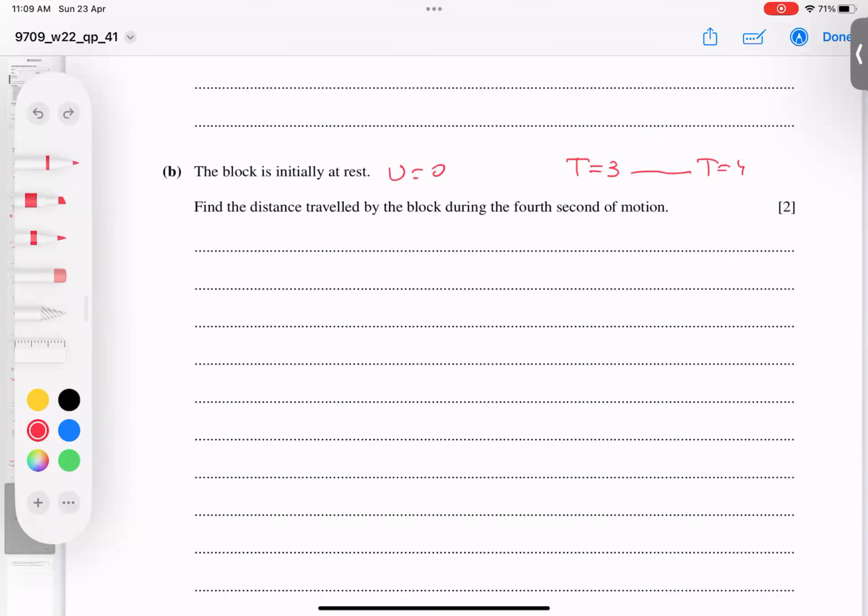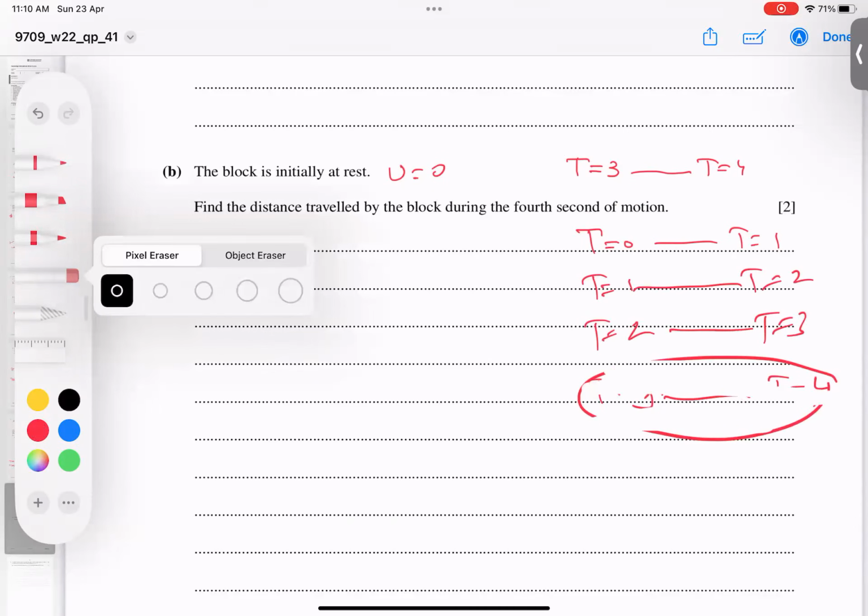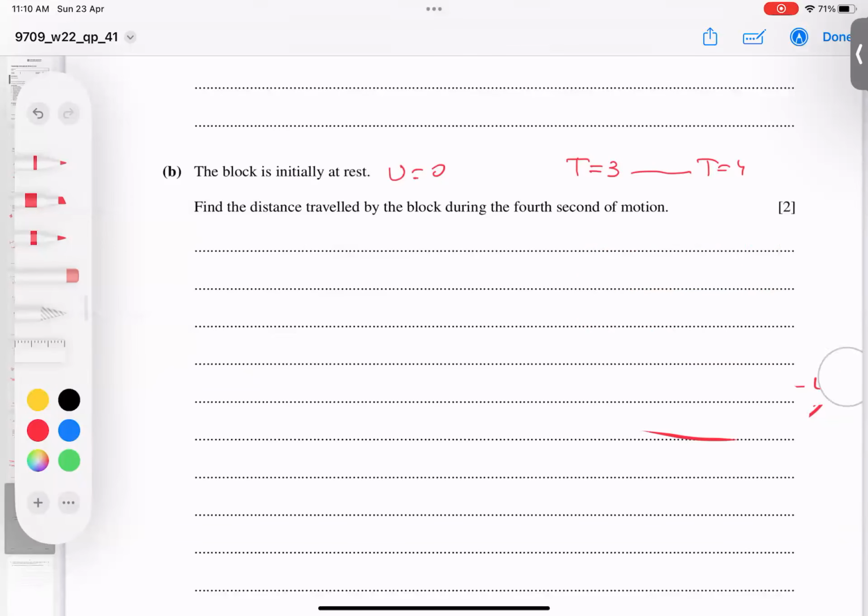How come? When I say the first second, it means from 0 to 1. This is called the first second. Then if I say t1 to t2, this is called the second second. This 2 to 3 is called the third second. This 3 to t4 is called the fourth second. So I believe you got the point. So it means I will take two times, one is 3 and one is 4.